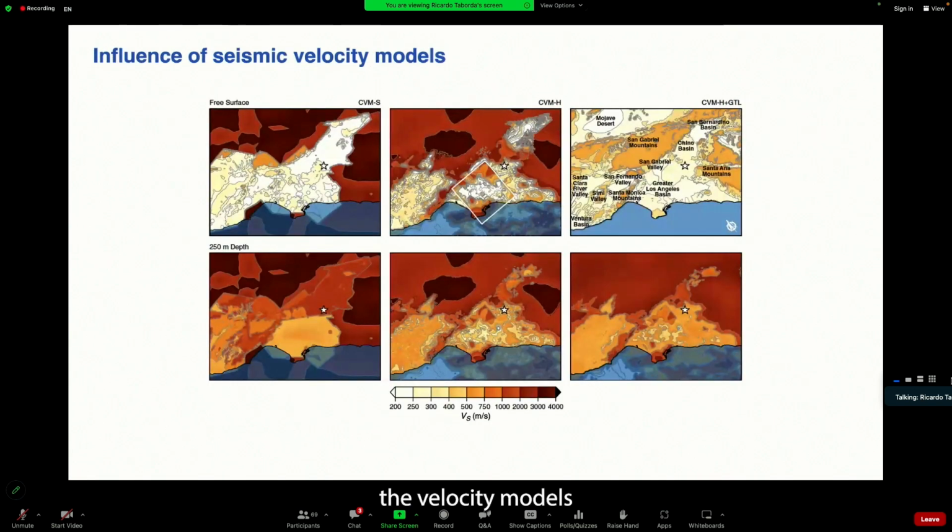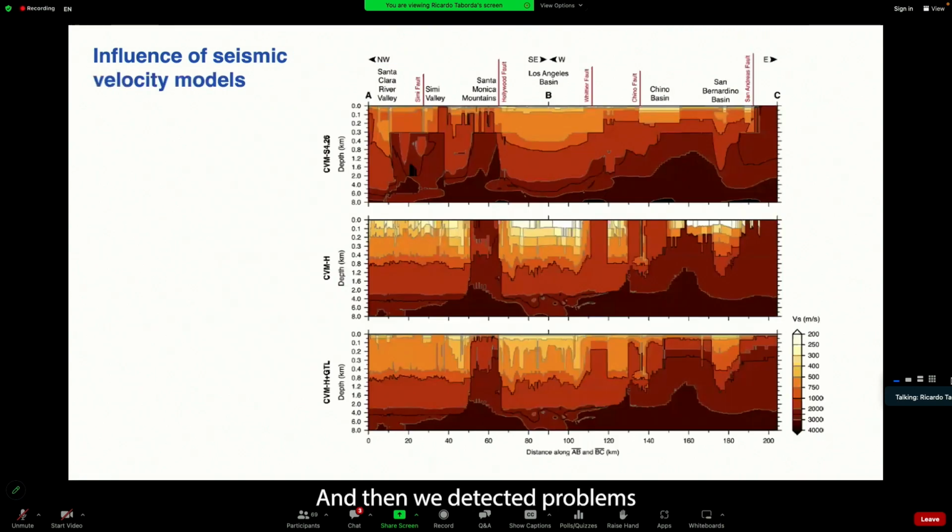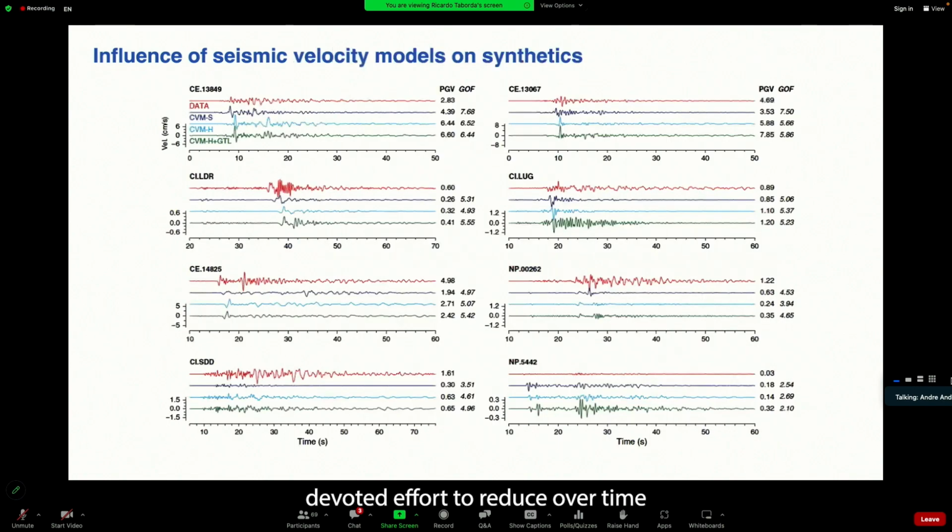The velocity models happen to be one of those several factors, perhaps, in my opinion, the one that matters the most. And then we did this for different velocity models as well. And then we detected problems in the velocity models that others devoted efforts to improve over time. And then based on that, you get different results in terms of the time series again.